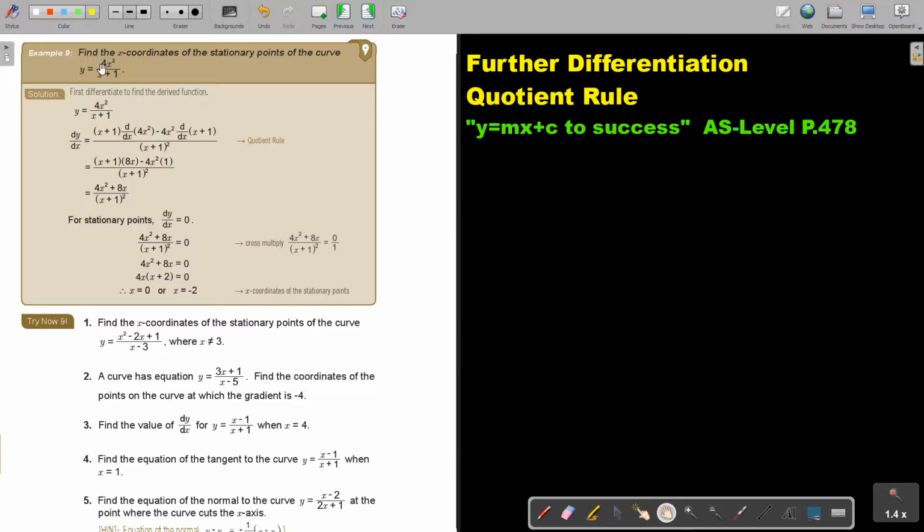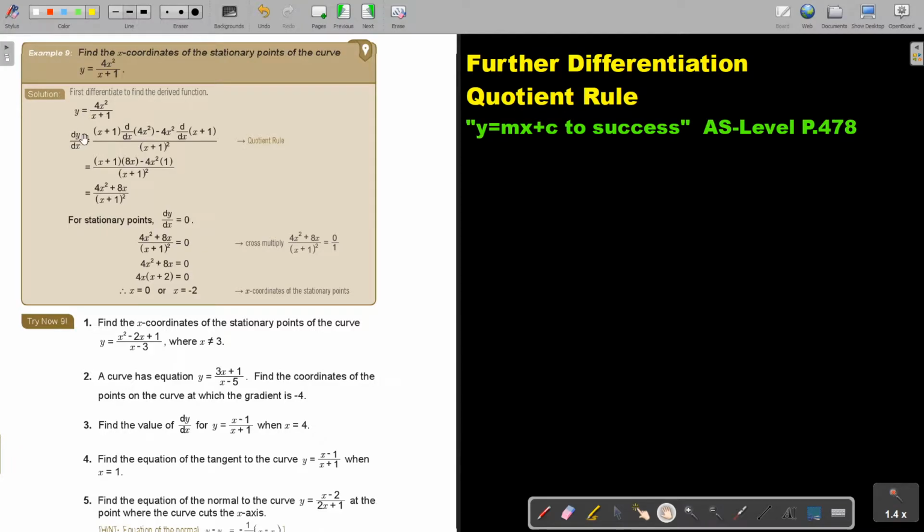Okay, so I must use the quotient rule. But can you remember stationary points? The stationary points is where the gradient will be equal to 0. Again, if you cannot recall it, go back to chapter 6. First revise that applications of differentiations and then try to go on with this example.